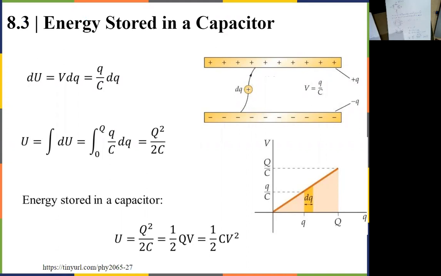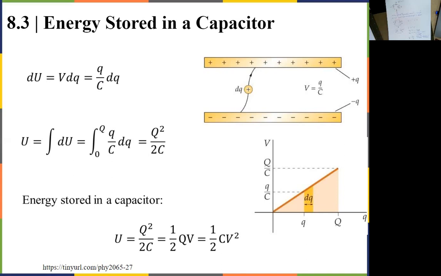So, energy stored in a capacitor. Basically, a capacitor stores charge and energy, right? I think we have taken a look at how to calculate the charge, but let's take a look at how much energy will be stored in a capacitor. When you are charging a capacitor, you basically move the charge from the negative plate to the positive plate by using a power source or a battery.